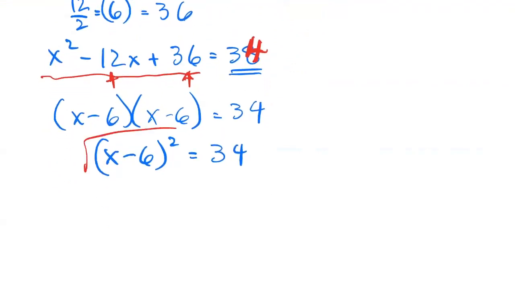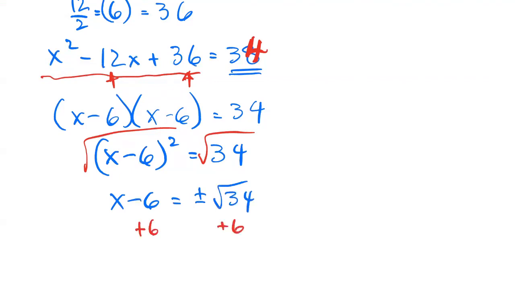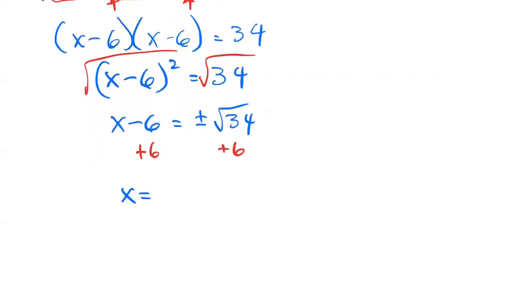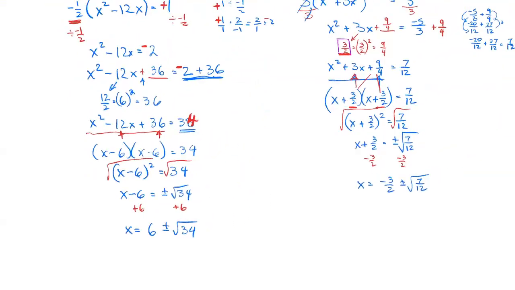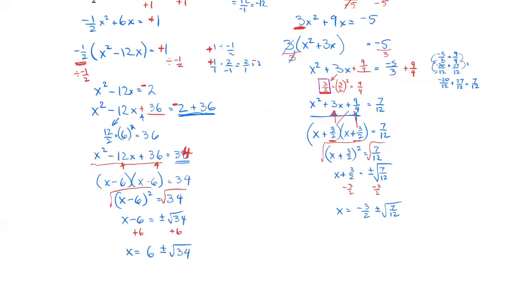Square root both sides. I get x minus 6 is equal to plus or minus the square root of 34. Add 6 to both sides. And I get x is equal to 6 plus or minus the square root of 34. And that would be that one done. Sorry for the mistake in there.